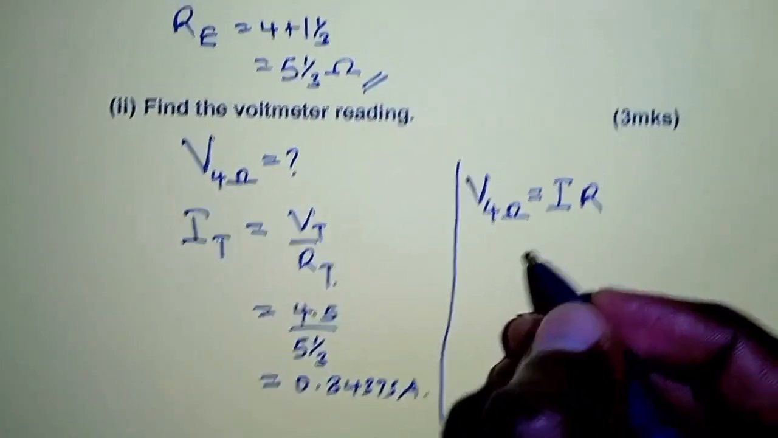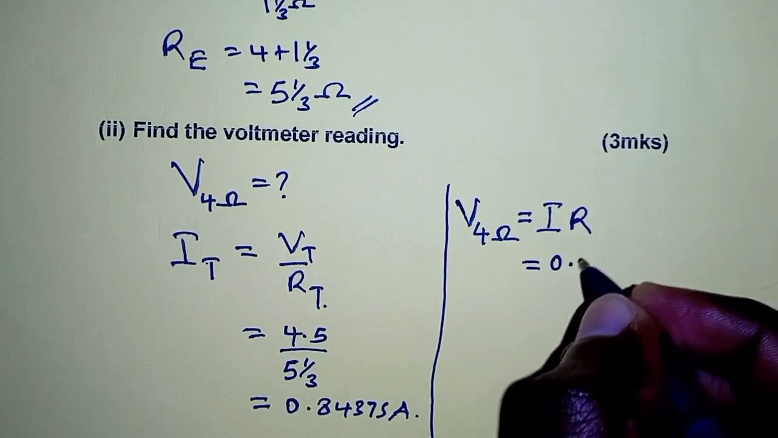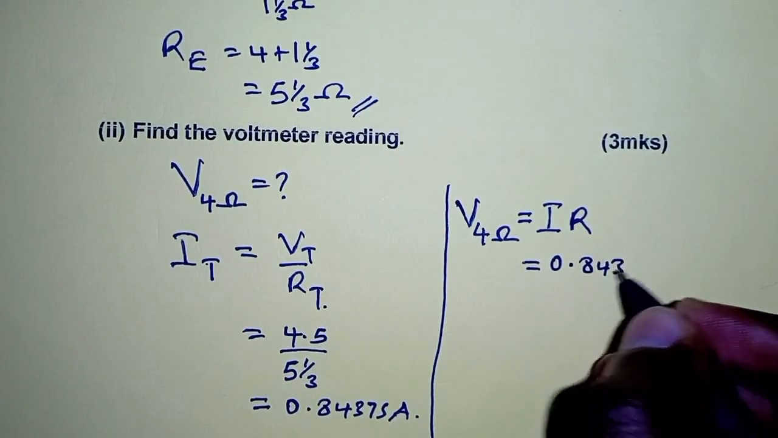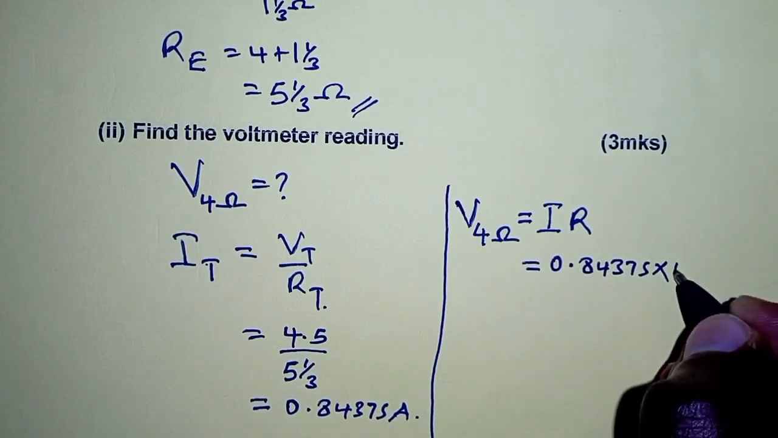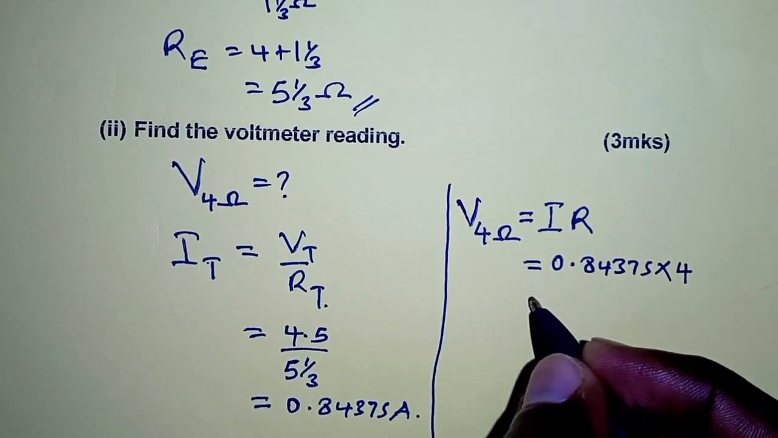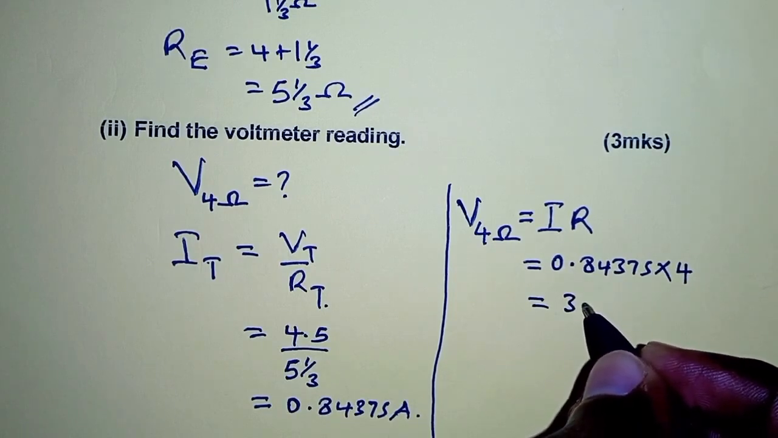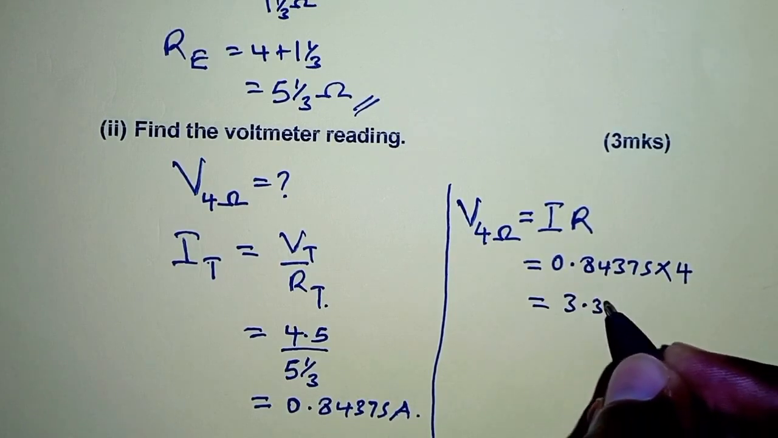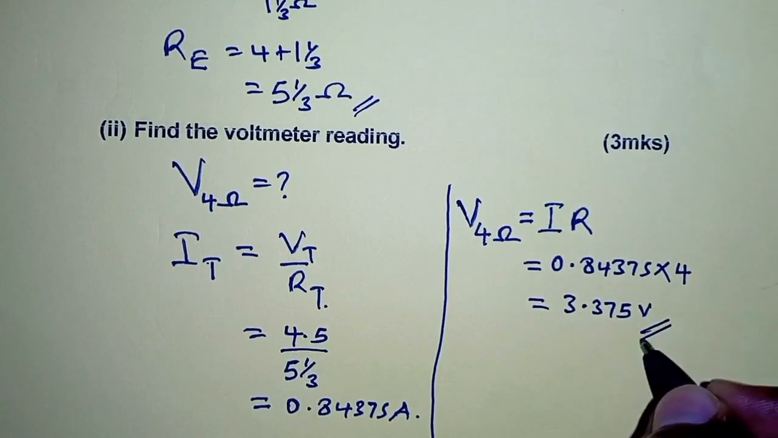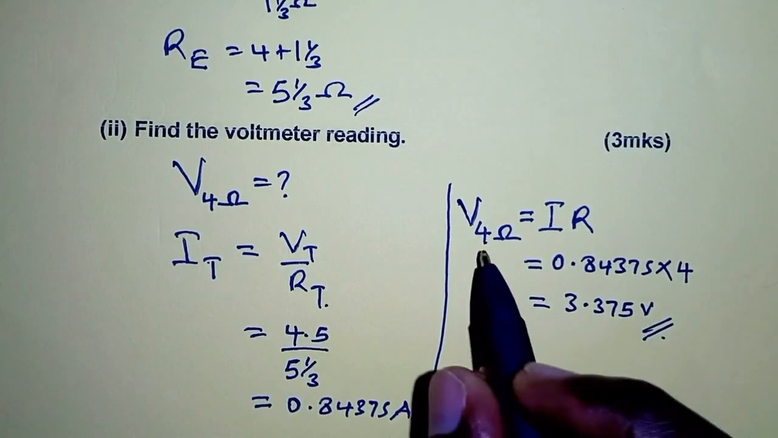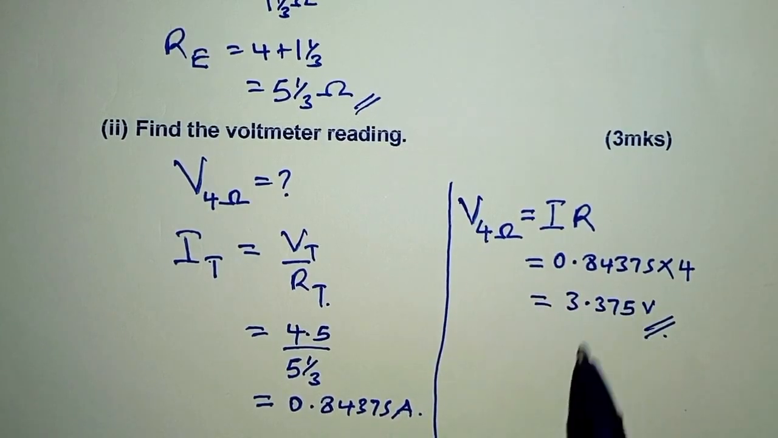So that means the current we are going to use here is 0.84375, and then we multiply by the resistance, which we have as 4 ohms. And this, when multiplied, should give us 3.375 volts. And that is the voltage across the 4 ohm resistor, just as had been desired.